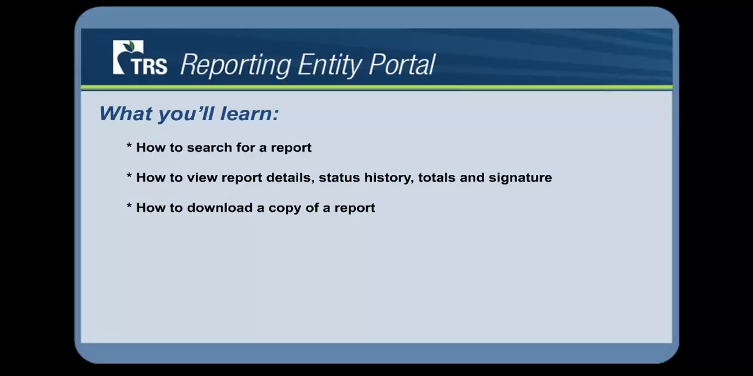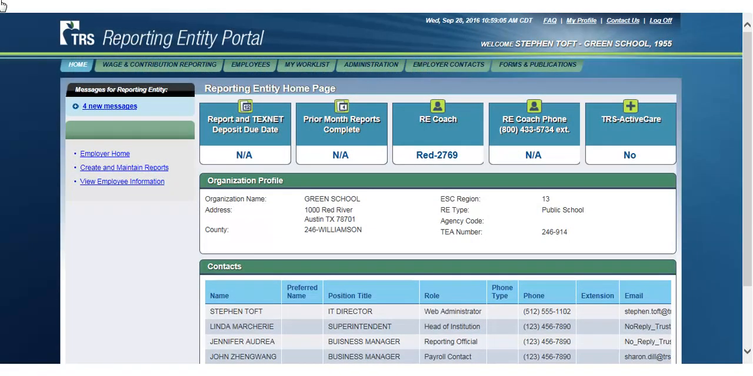In this lesson, you'll learn to use the portal to search for reports, view report details, status history, totals, and signature, and to download copies of reports as comma-separated value or CSV files. To search for, view, or download a report, select View RE Reports from the Wage and Contribution Reporting menu.